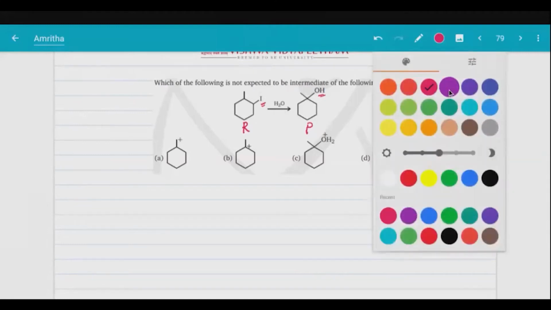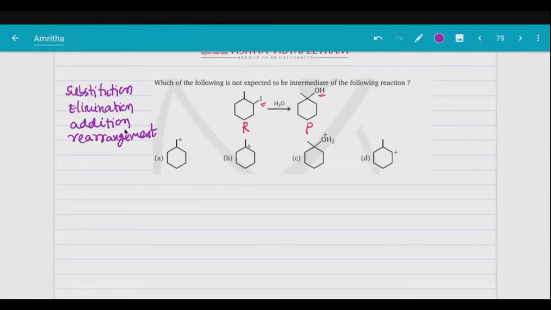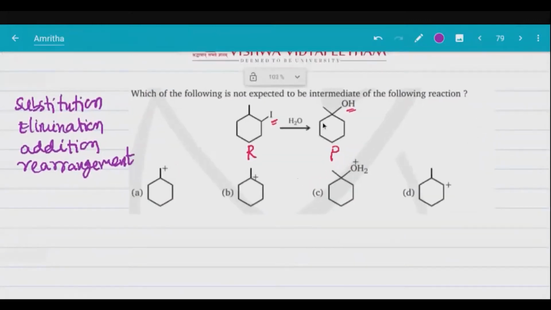Let me write those types of reactions. There can be substitution, where one group or group of atoms is replaced with another group. Or elimination type, or addition, or rearrangement. So these are the four types of reactions. Now what type of reaction is it, among these four types?